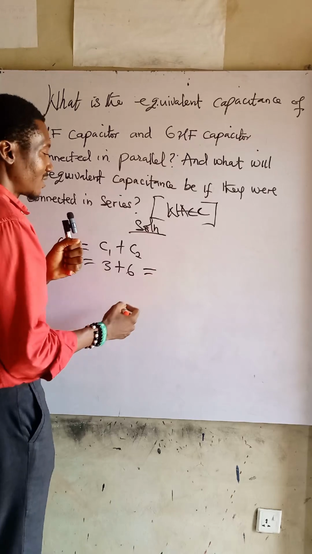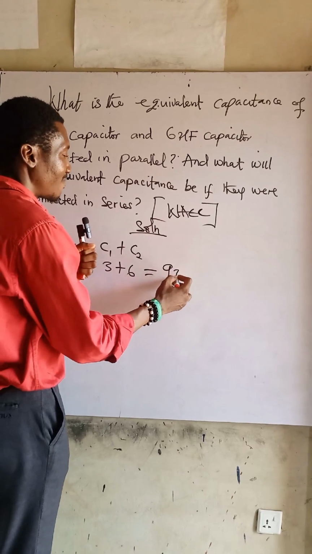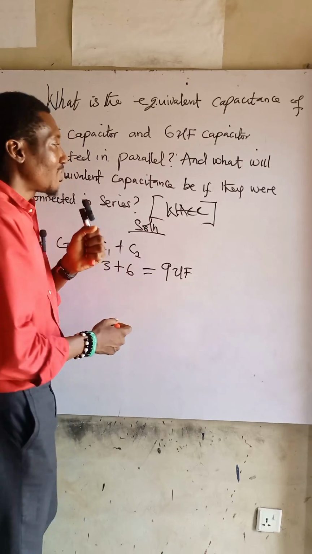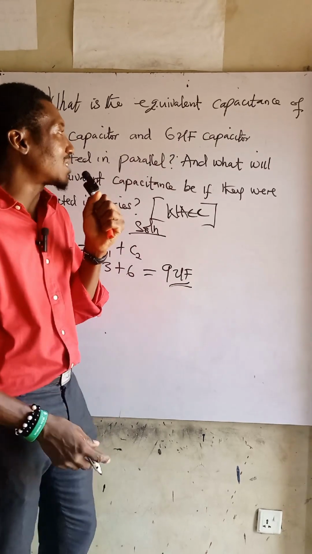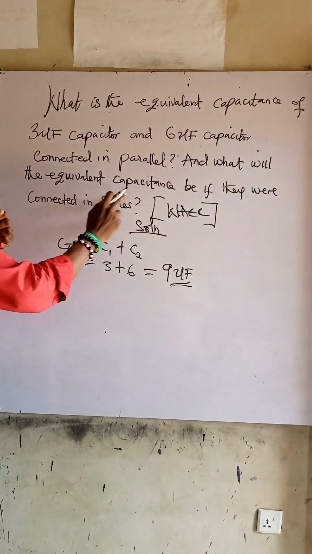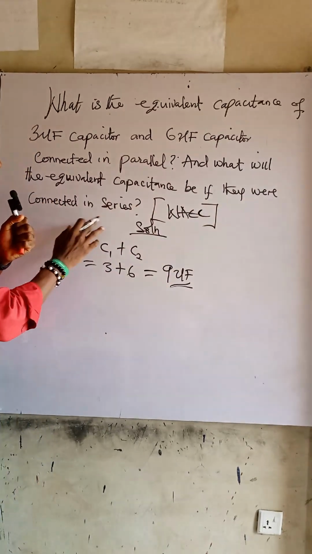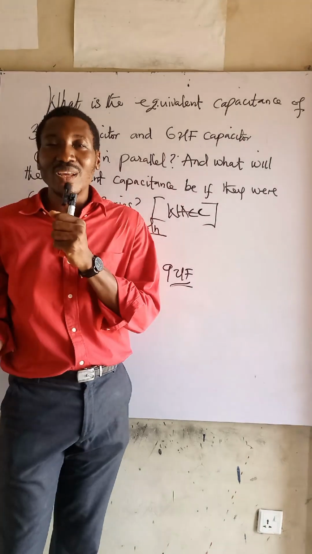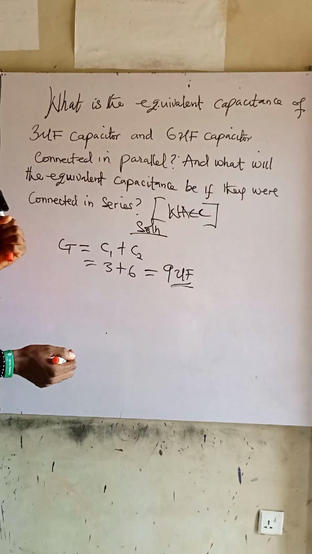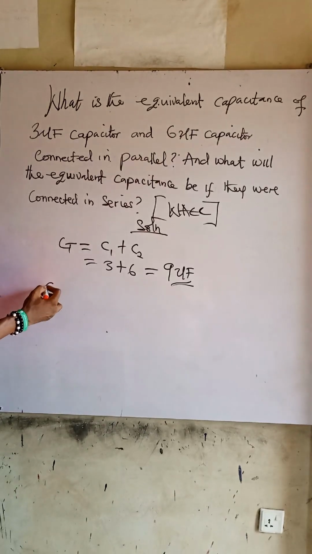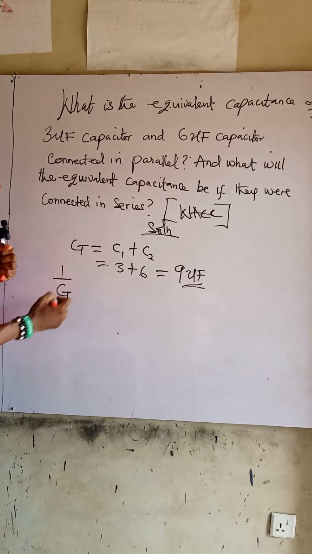So this will give us what? 6 plus 3 is 9 microfarad. Then the second aspect of the question: what will the equivalent capacitance be if they were connected in series? If they are connected in series, it has a different formula.